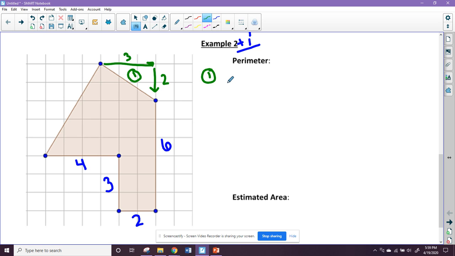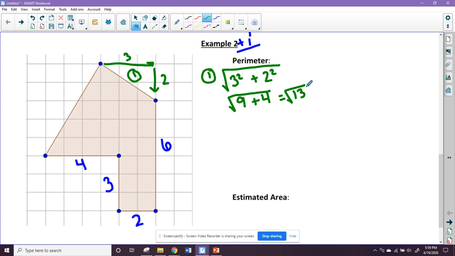So again, we're going to be finding the distance of that length. So we have to use the square root of rise squared plus run squared. So the square root of 3 squared plus 2 squared. 3 squared is 9. 2 squared is 4. 9 plus 4 is 13. We have to find the square root of 13.